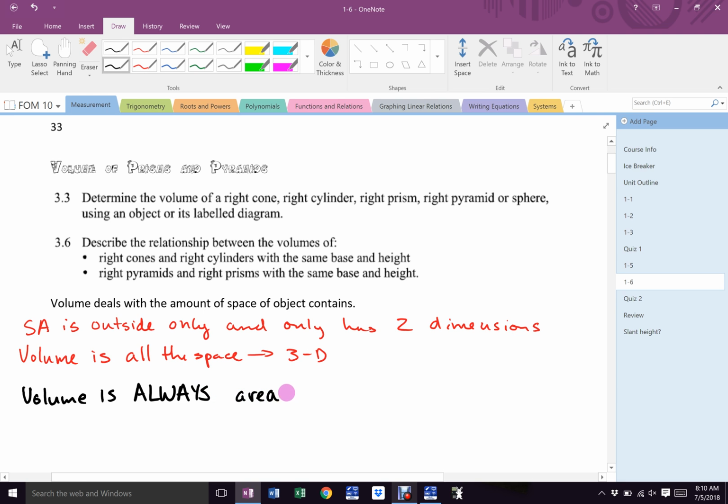Yes. So that is what the volume always is: the area of the base times the height in prisms and pyramids. Now there's a problem with this.